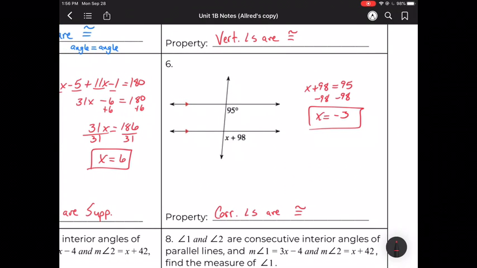And number 6, those are corresponding angles. Corresponding angles, remember, are on the same side of the transversal, and they are on opposite sides of the parallel lines. And they are congruent, so I set those equal to each other, and I get x equals negative 3.